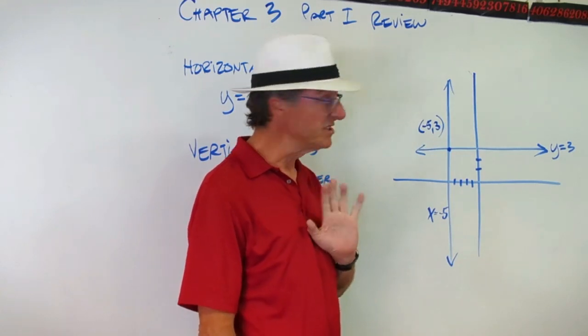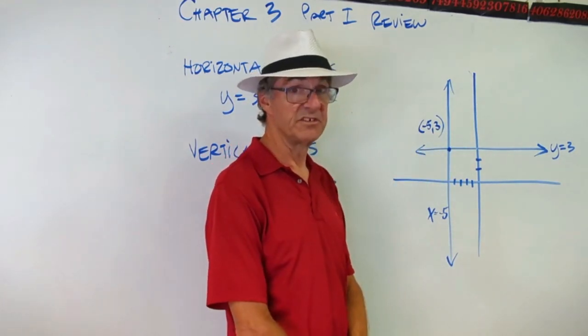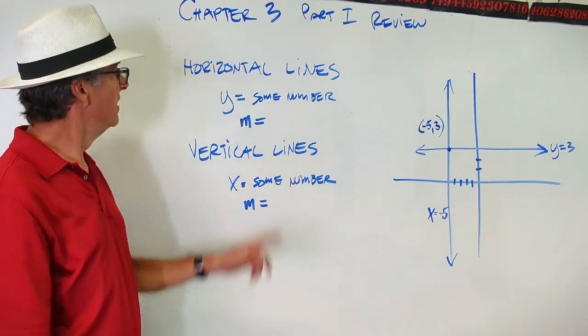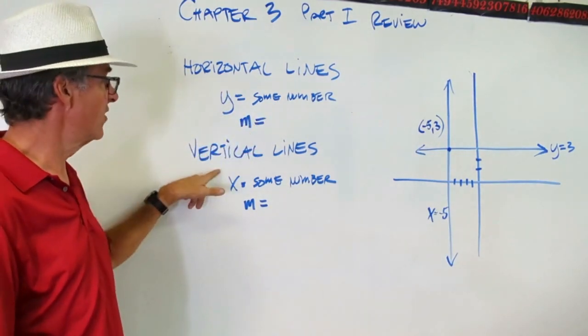If you don't get that, pause the video, take a look at it, make sure you see why that's the point of intersection. One last point. We can talk about the slope or the gradient of horizontal and vertical lines.